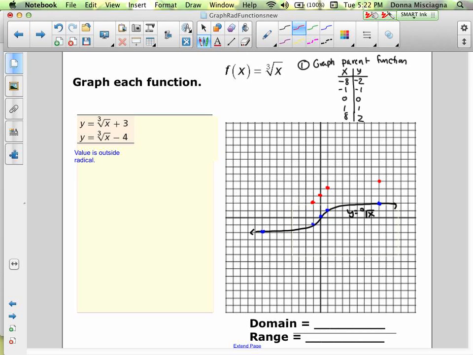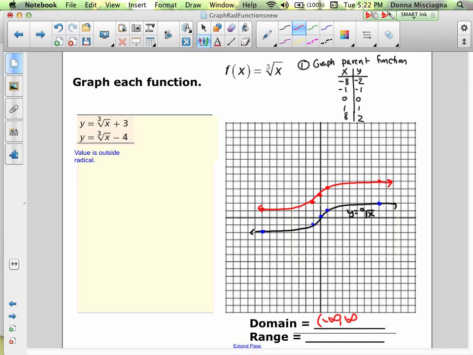Notice you never want to just graph those 3 points in the middle there. They always form a line, no matter what kind of transformation there is. 1, 2, 3. And there we go. And so the cube root has this kind of elongated S pattern. It is the inverse of the cube. And there's our function.